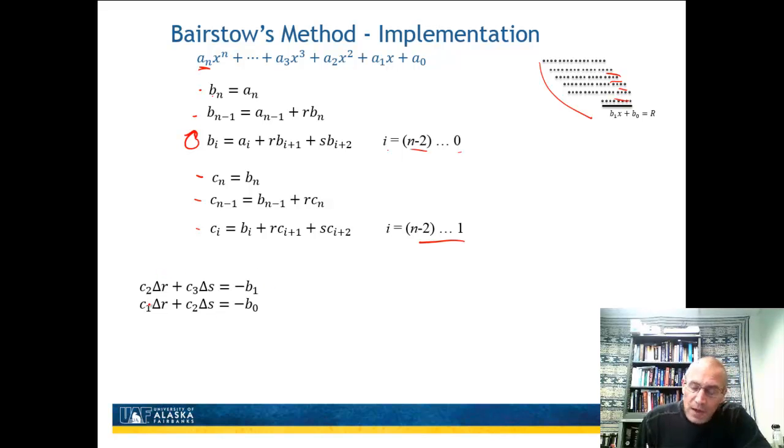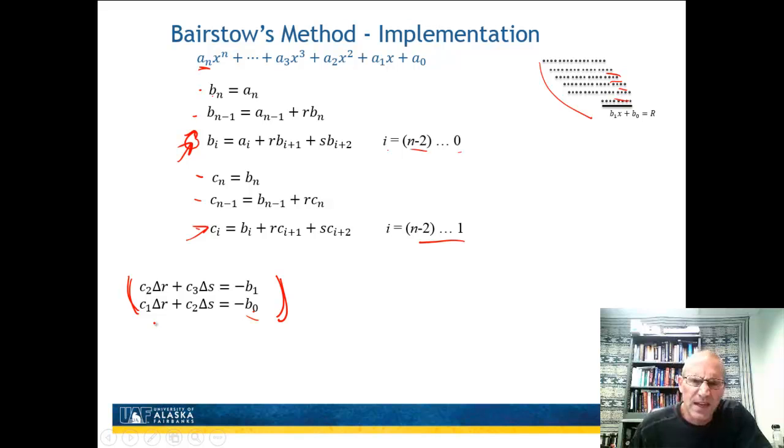Now once I've done that, I'm going to be able to find out what the changes in my two roots are going to need to be. How much do I need to adjust delta R and delta S? It turns out there are two simultaneous equations right here that I need to solve. I have my B1 and B0 that I got right up in here, and I have my C1, C2, and C3 I got from there. Those are just intermediate steps required in order to get to this equation here. Now I need to solve it.